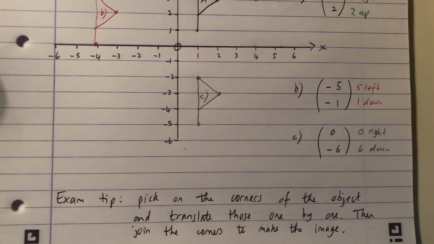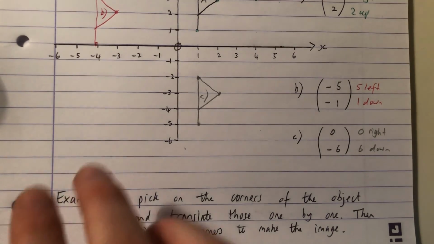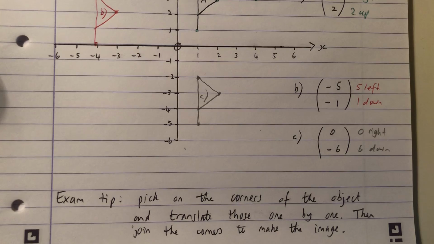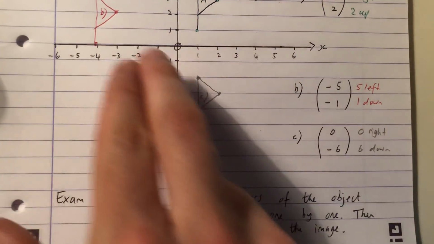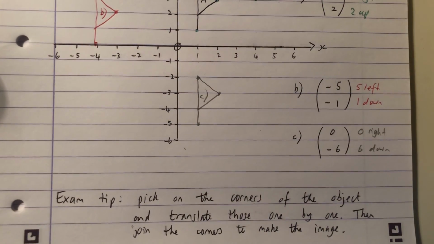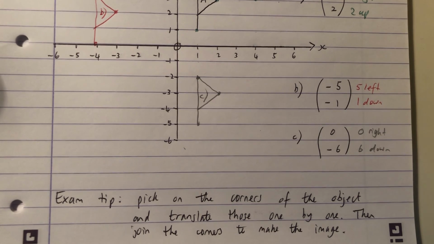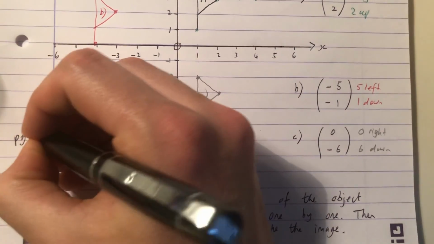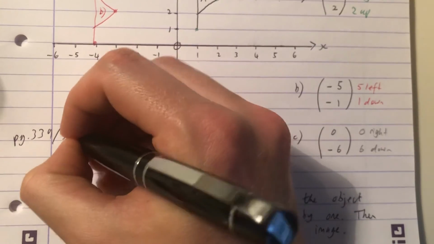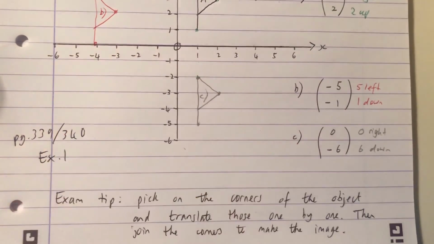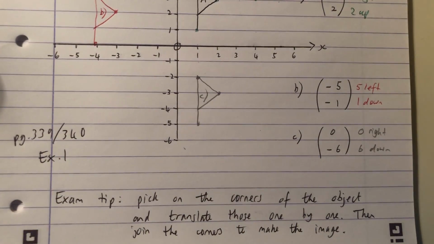Yeah, sometimes the word image is used as well, by the way, to talk about the answer to a translation. So all of these, part A, part B, and part C, could be called images of the translation. It's a word which sometimes crops up. So the questions I'd like you to do are on page 339 and 340. It's just exercise 1. And just do exercise 1 only, all of the questions, and that's pretty much it.